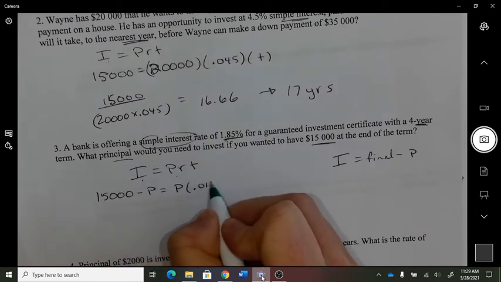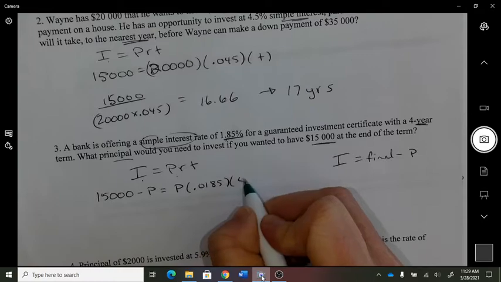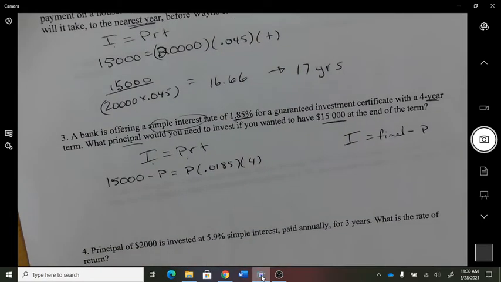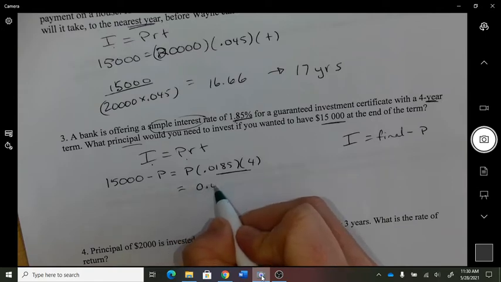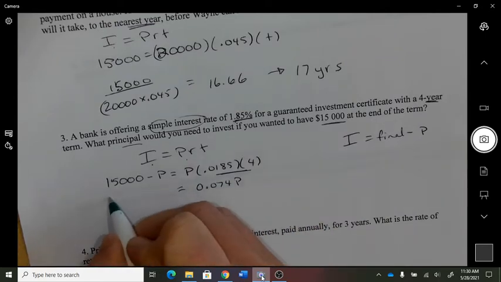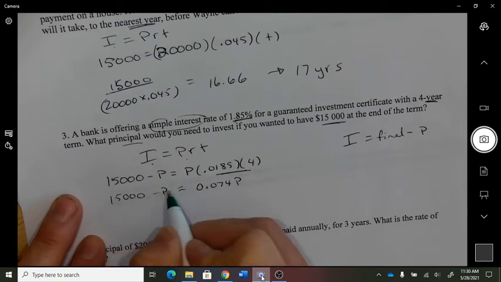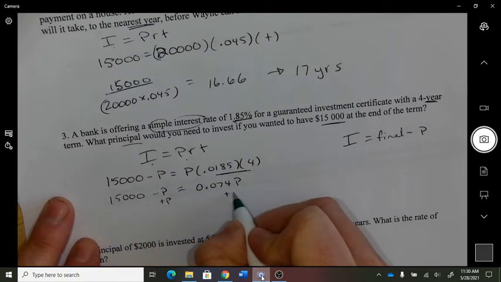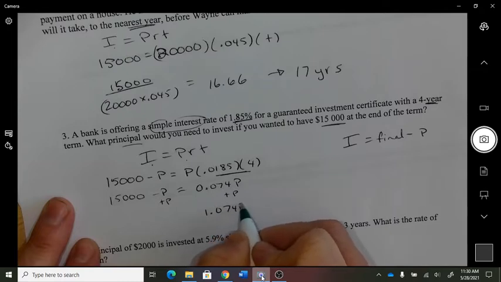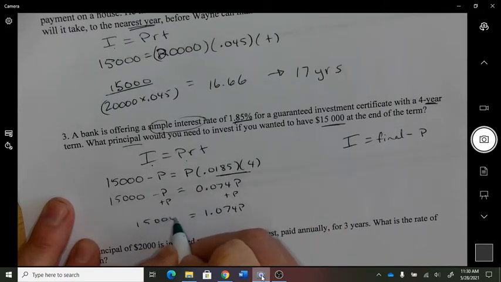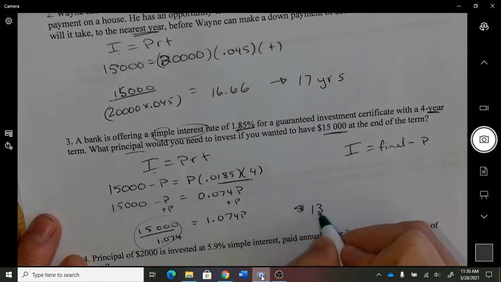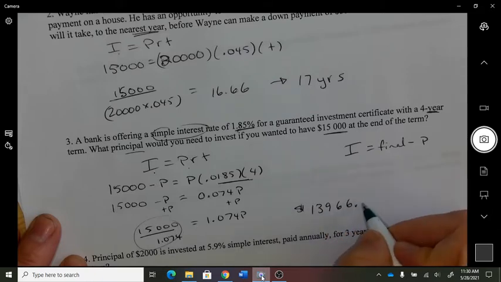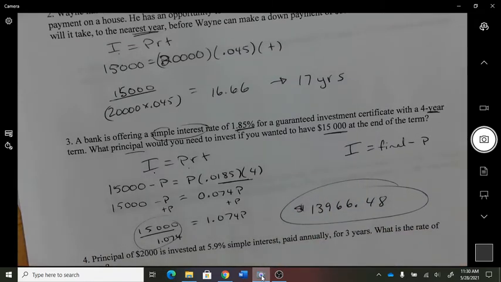principal, rate, time. Okay, so I'm going to put those two together. So that is 0.074 P. Now I'm algebraically going to solve this. So I'm going to add P, 1.074 P divided by, so that number works out to 1396.48 is the starting amount, the principal.